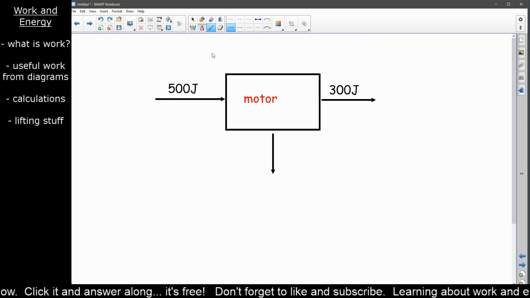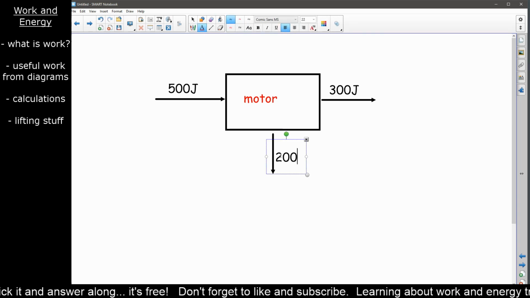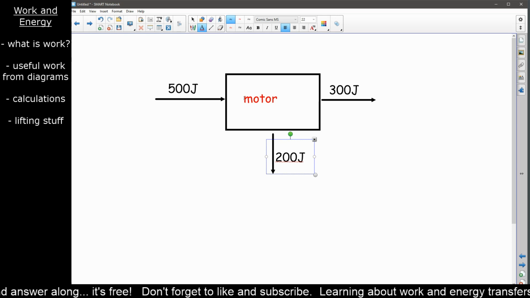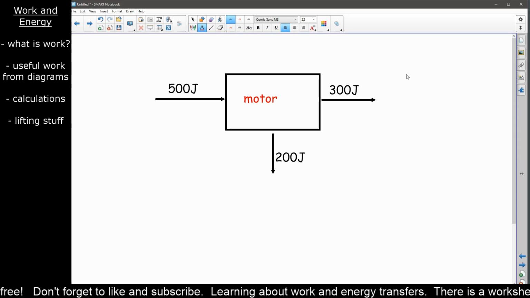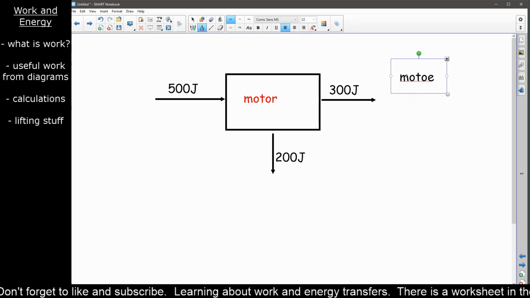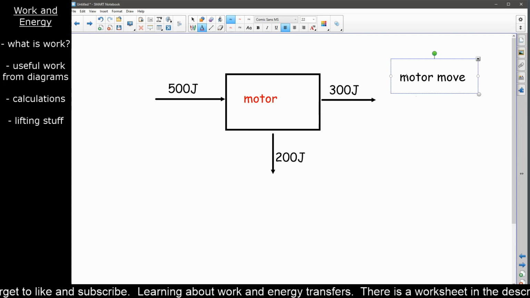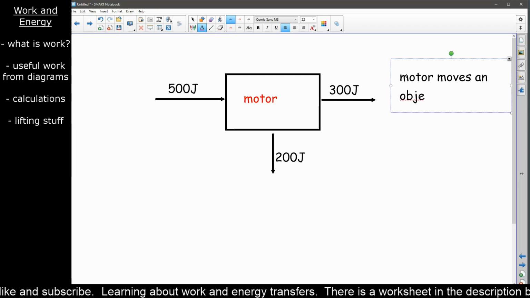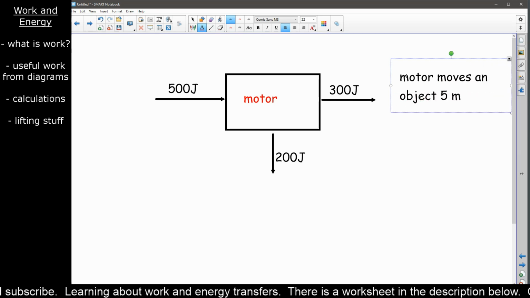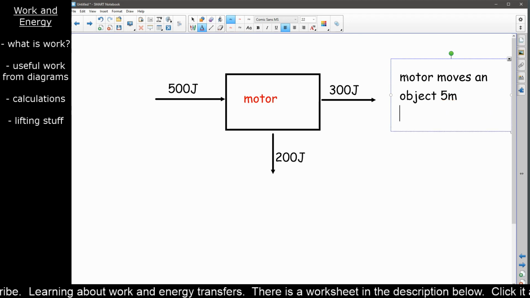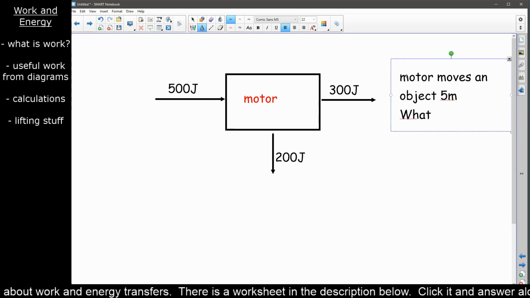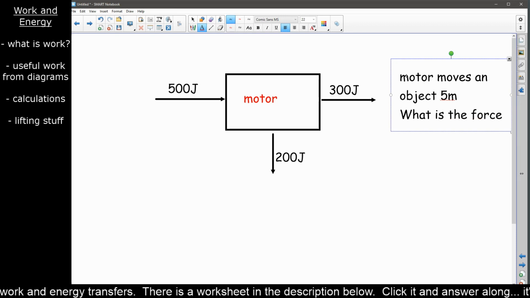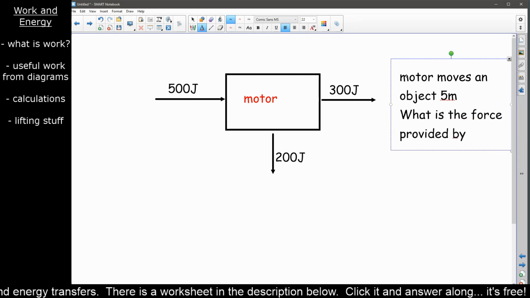Now, I know that the 300 joules is the useful one because of the way I've drawn my diagram: the useful energy progresses to the right, whereas wasted energy drops out the bottom. Okay, and let's say that my motor moves an object 5 meters. All right, what is the force provided by the motor?